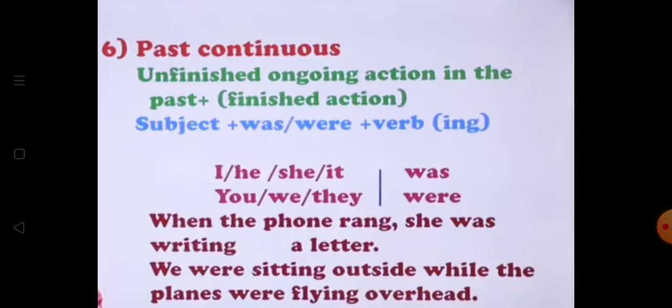So how do we get to know where we have to use was or where we have to use were? It's very simple. We use was with I, he, she, it, and with you, we, they, we use were. For example, when the phone rang, she was writing a letter. In the second example, we were sitting outside while the planes were flying overhead.